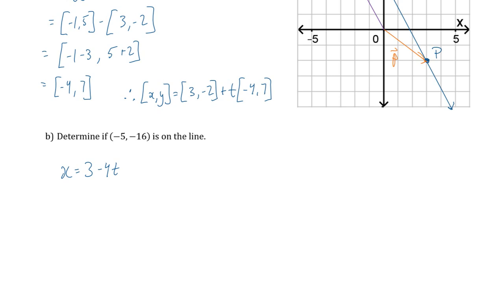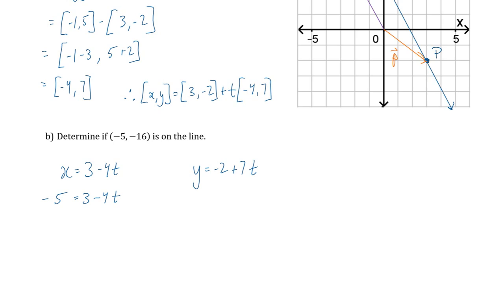So my x is going to equal 3 minus 4t, that's minus 4 times t, starting at the position vector 3. Whereas y will equal negative 2 plus 7t. That came from the y portions of my equation. What I'm going to do is sub these values in and solve for t. Go with me, this is the first time we're seeing this.